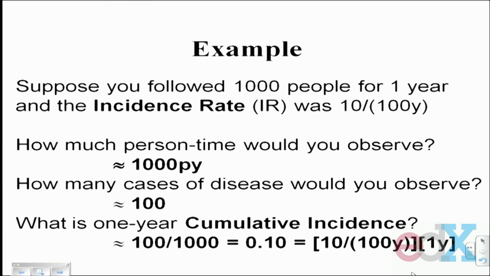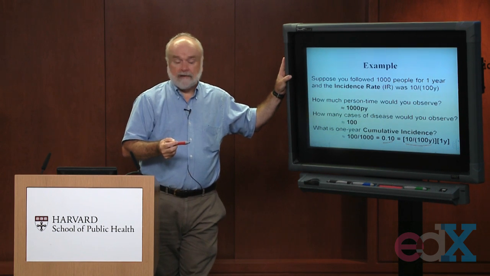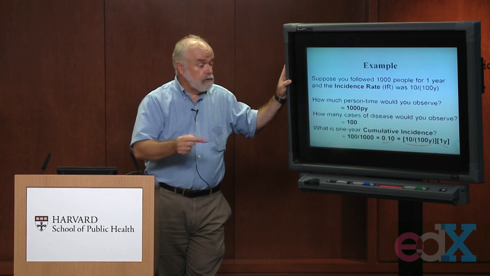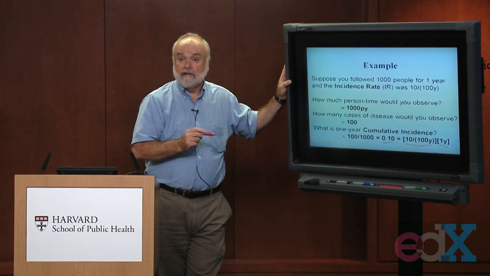So those are the calculations just typed out. But the last one, that's 10%, notice numerically it's equal to the following calculation. Take the incidence rate, which is 10 cases for every 100 person years, and multiply it by the duration of the follow-up, which was 1 year. And if we do that, we get the same answer for the cumulative incidence.